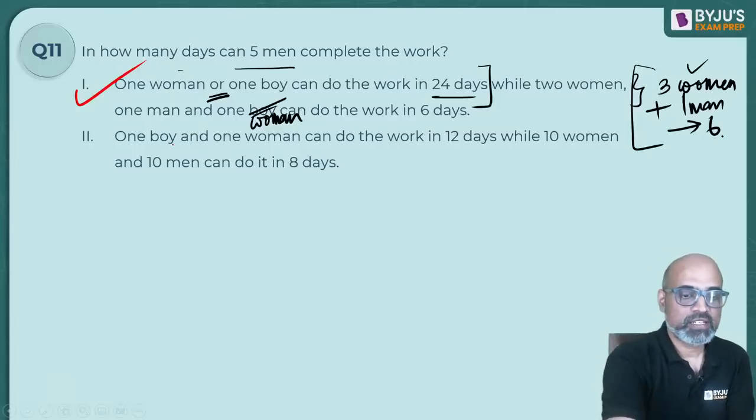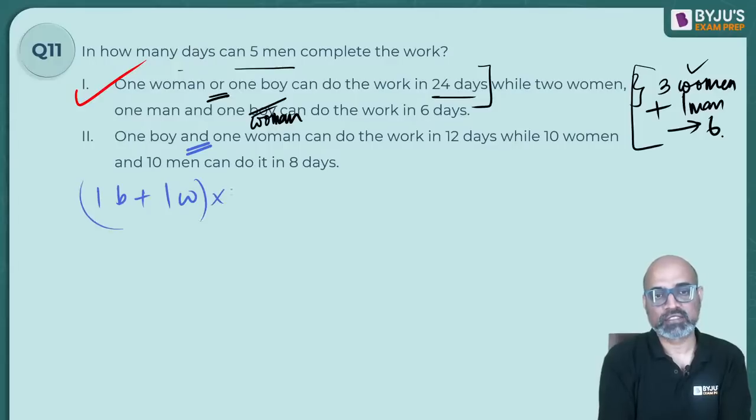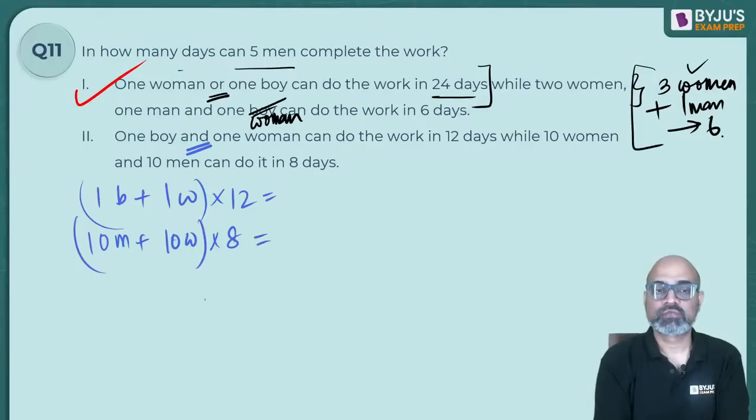The second one is 1 boy and 1 woman. So we have got 1 boy and 1 woman can do the work in 12 days. And 10 women, 10 men will be able to do the same work in 8 days. Now we have more variables and fewer equations.